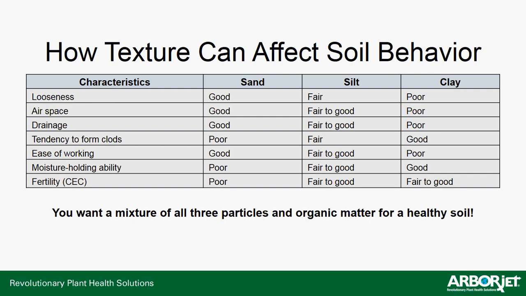And then clay is basically the opposite of your sand. It's going to have very poor looseness, airspace, drainage, because clay is very flat, very small, so it can clump up really well and harden together. It's great at forming those clods, those aggregates. It's kind of like the glue of the soil particles.